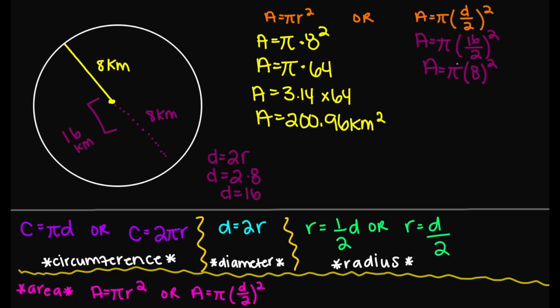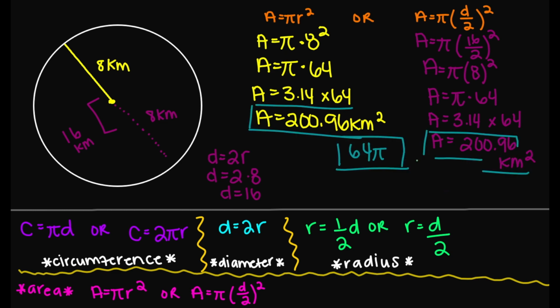That's going to be squared. So A equals pi times 8 squared. This is going to be 64. And we're going to use an estimation for my pi. So 3.14 times 64. This is going to give you approximately 200.96 kilometers squared. So you have your estimations, and then you have your exact amount of 64 pi.